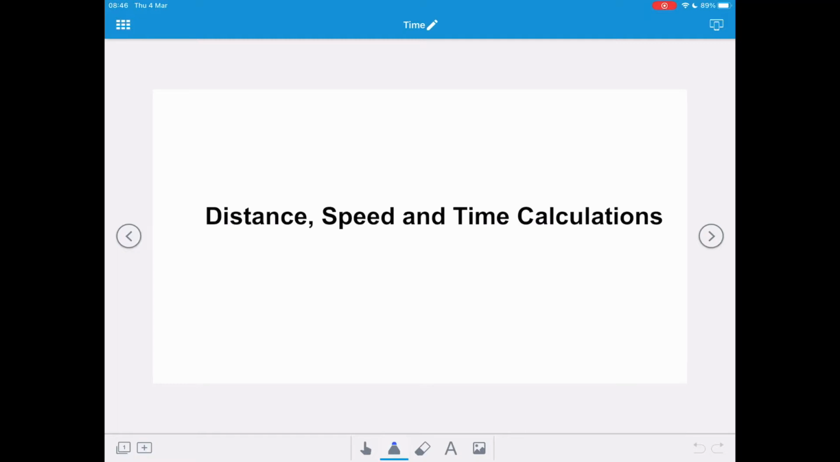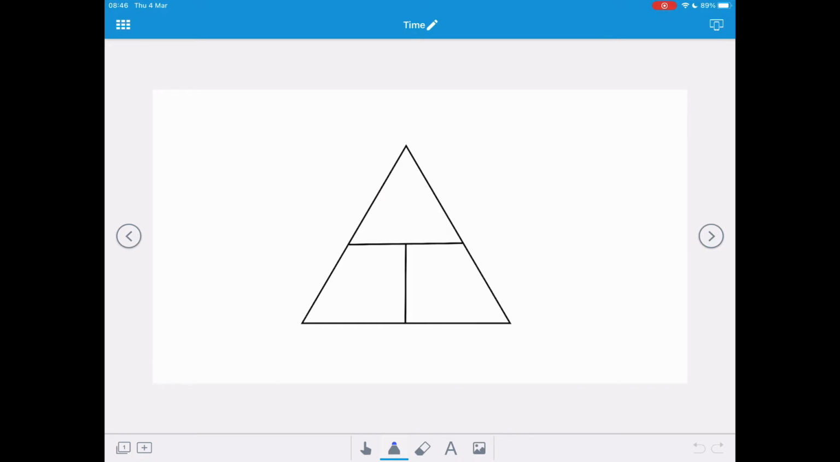This video looks at distance, speed and time calculations. So if we start off with our distance, speed, time triangle, what we need to do is make it a DST triangle. So D goes in the top, S and T both go in the bottom parts of our triangle.